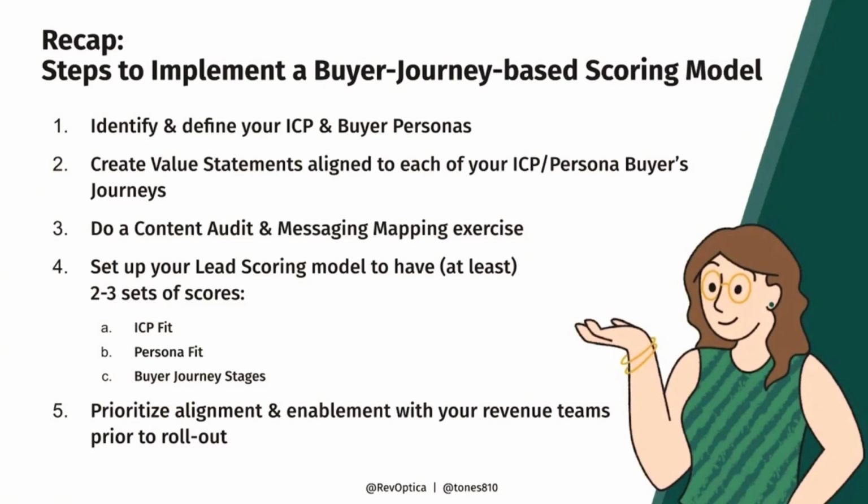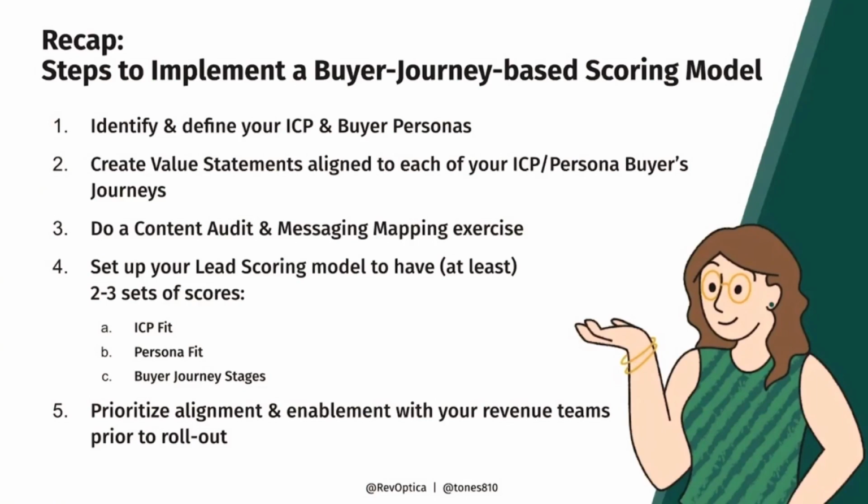Then step number three, do a content audit and messaging mapping exercise. Step number four, this is where you start setting it up in your marketing automation platform. The key takeaway there is to align your scoring along content that serves or reinforces a particular value statement for a buyer journey.